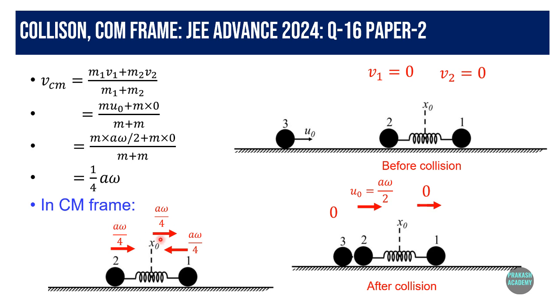And center of mass itself is moving at a omega by 4. But if you sit on the center of mass, you will simply see that this particle is coming with a speed of a omega by 4, and this particle is also coming with a speed of a omega by 4. So basically, if you sit on the center of mass, it looks like the ground frame if the center of mass was at rest. So in the center of mass frame, this is doing SHM and this is also doing SHM.